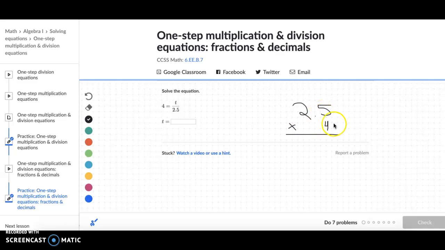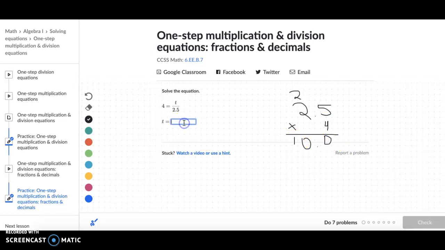So 5 times 4 equals 20, 0 down, 2 up, and then 4 times 2, and that equals 8, then you want to add the 2 along. So it would be 10.0. Correct. And we'll do one more.